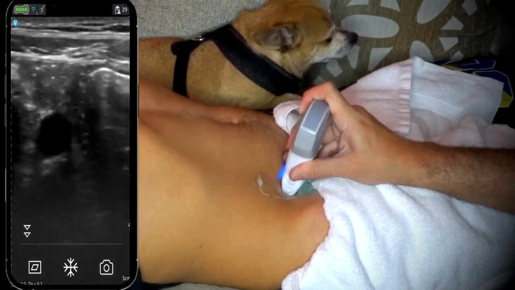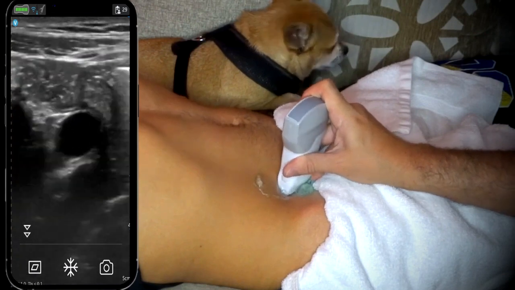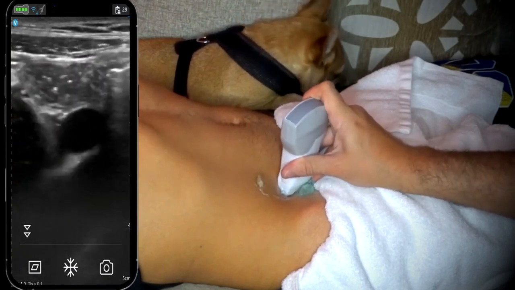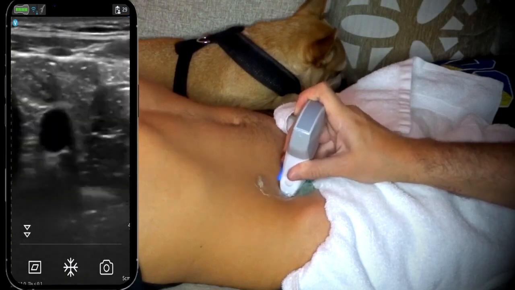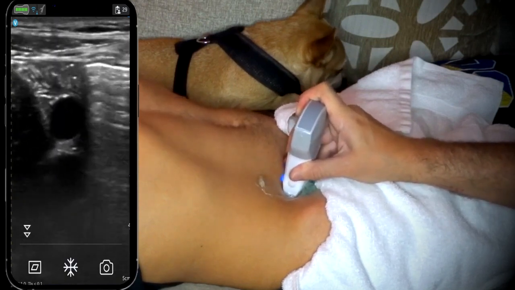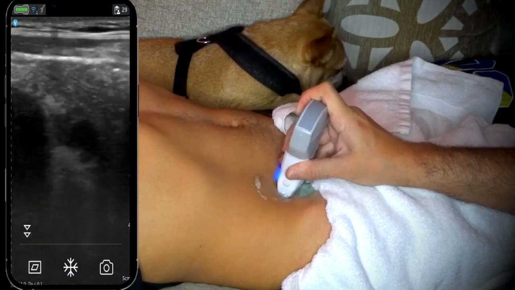There you can see the bowel. That looks like small bowel. If it was large bowel, it would have haustra, or those little pouches. That's most likely distal jejunum or ileum. All right, take another picture there. You can see some gas.